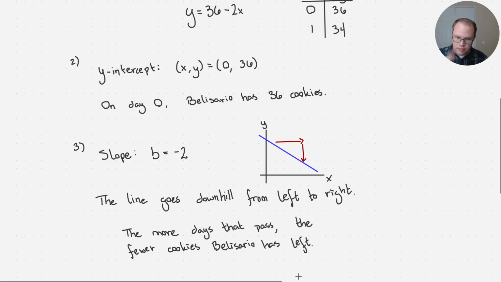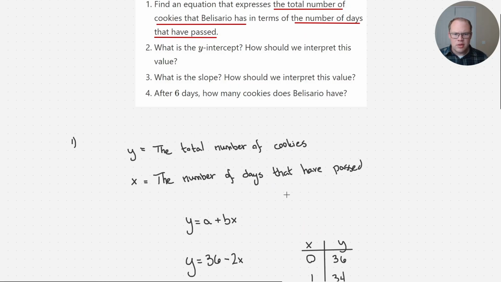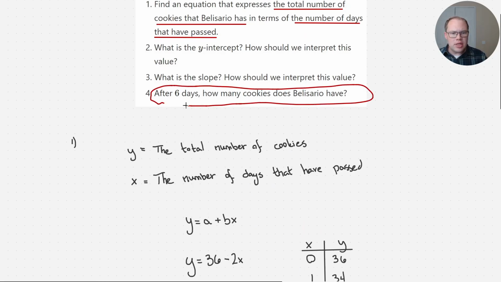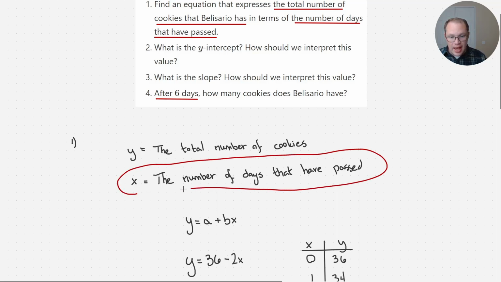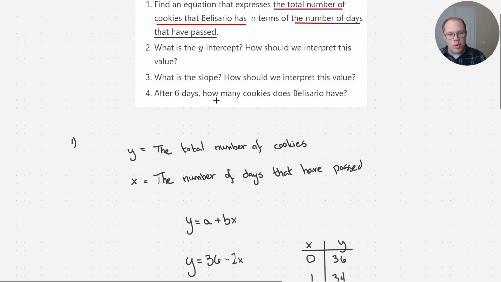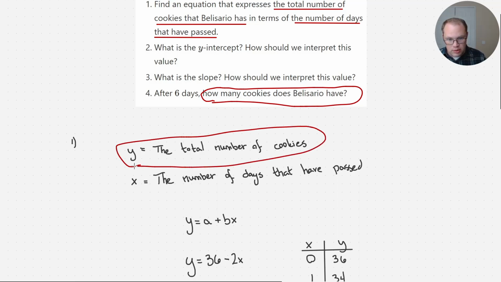Okay, last question. After 6 days, how many cookies does Belisario have? Okay, so it's telling us this. This is how many days. The number of days is the x. It's how many days have passed. And we want to know how many cookies does Belisario have after that amount of time has passed. That's y. Y is the total number of cookies.